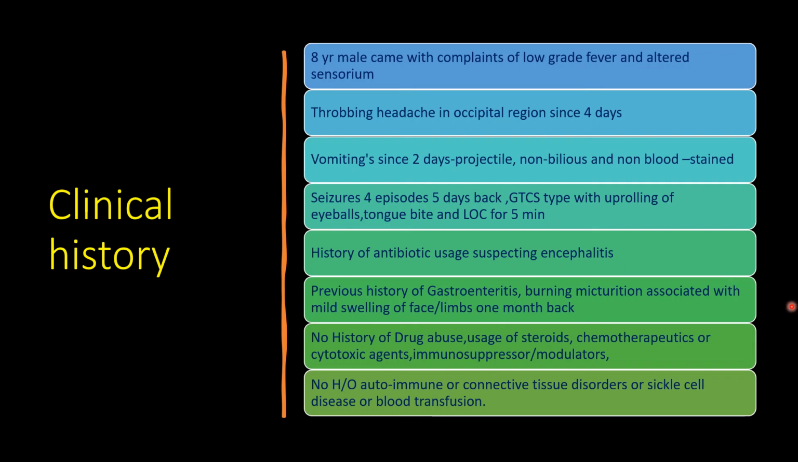An 8-year-old male child came with complaints of low-grade fever and altered sensorium, throbbing headache in the hospital region since 4 days, 2 episodes of vomiting, and 4 episodes of seizures 5 days back. History of antibiotic usage, suspecting encephalitis. Previous history of gastroenteritis, and burning micturition associated with mild swelling of face and limbs 1 month back.